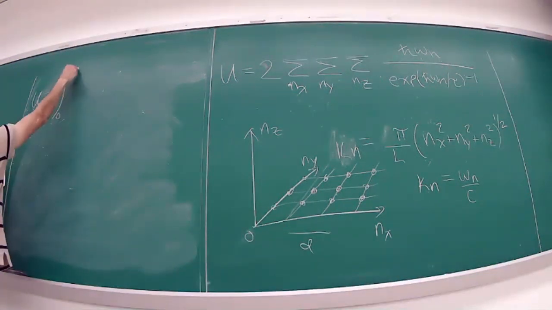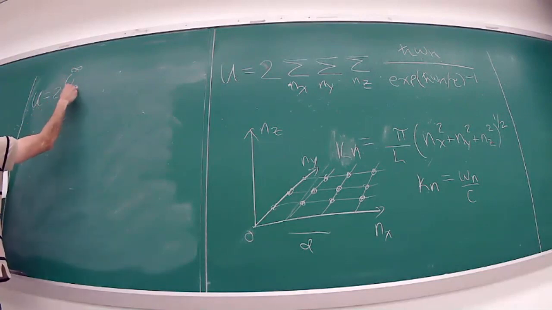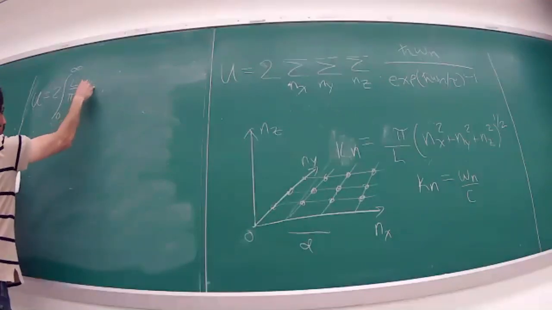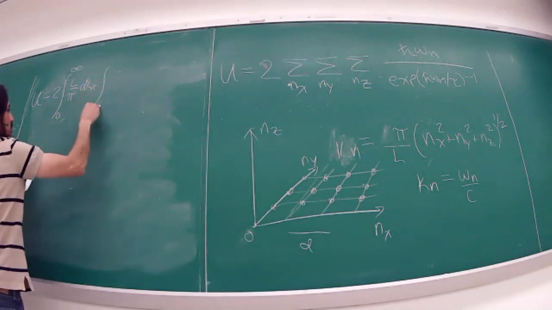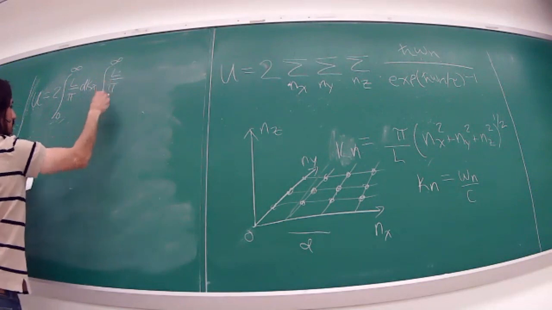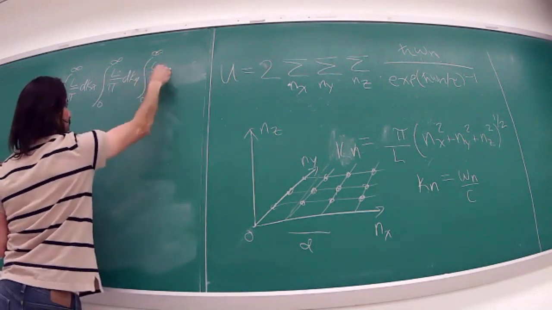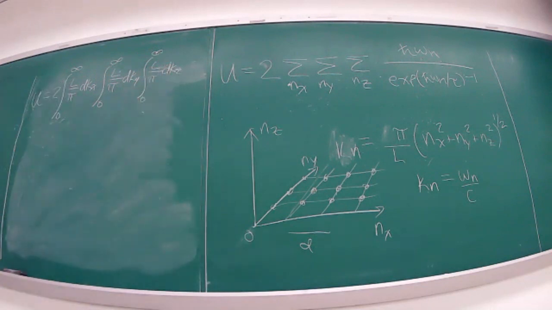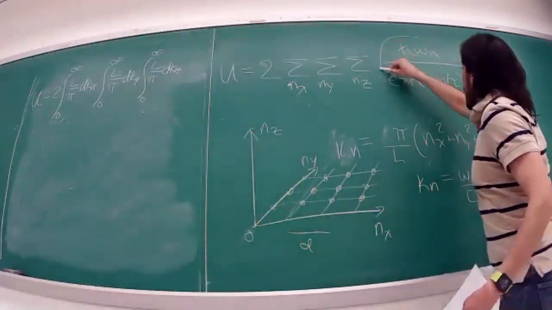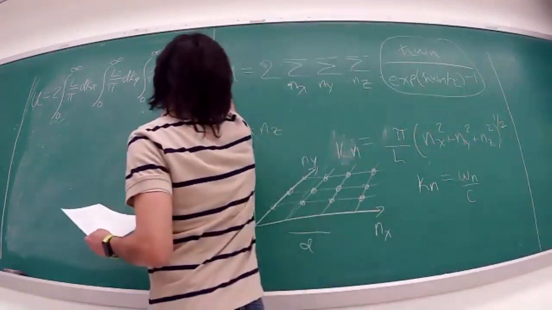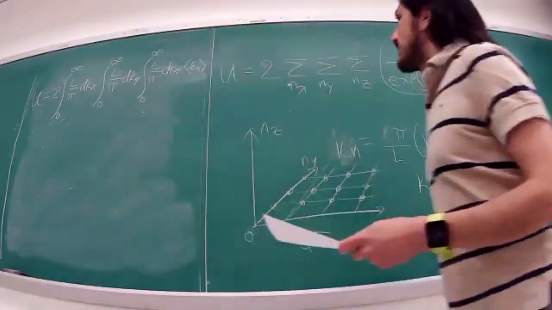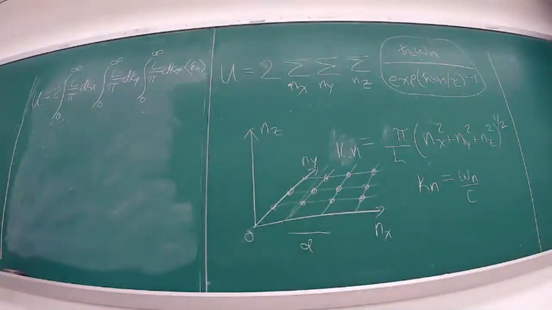2 integral from zero to infinity of L over pi dkx, integral from zero to infinity of L over pi dky, integral from zero to infinity of L over pi dkz. And then this part, for the time being, I'm just going to write it as the expectation value of the energy. We don't need to worry about it yet. Okay, so then U is 2 times L over pi cubed.